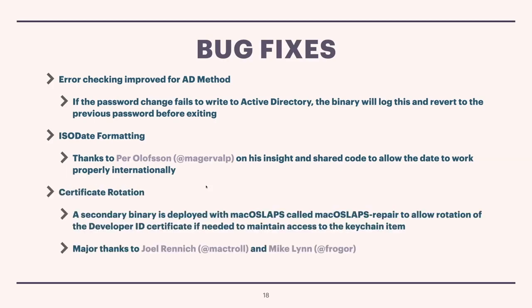And finally, certificate rotation. There's a secondary binary now in the directory of user local lapse called macOSLAPS repair. What it is specifically designed to do is allow us to maintain access to the keychain entry. At this point, it cannot run without macOSLAPS running. If it's invoked manually, it will do nothing and exit. Its sole purpose is, while macOSLAPS is running, if macOSLAPS is unable to access the keychain entry, this particular binary will be called to restore access so that we can continue with the password change.